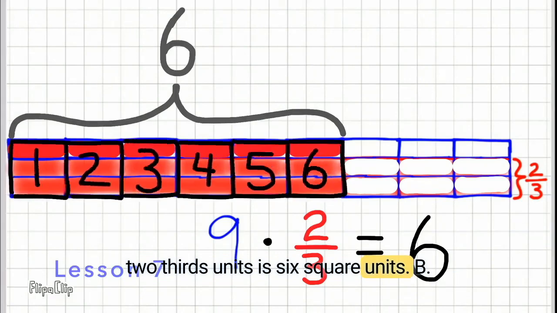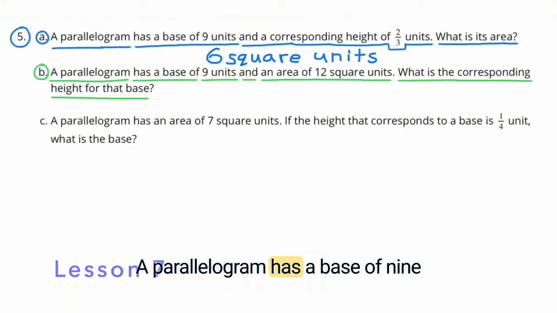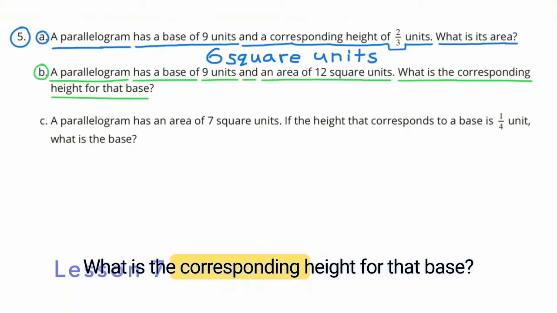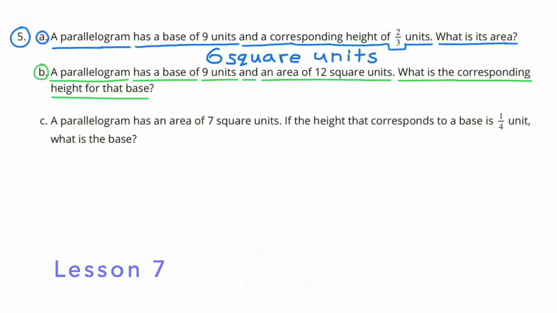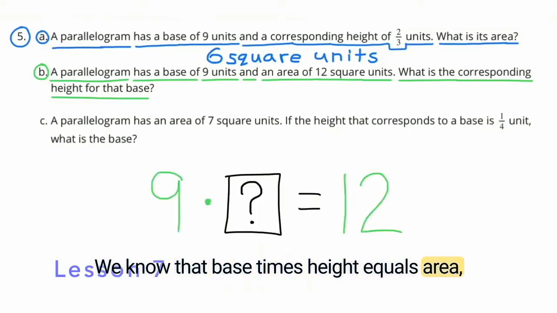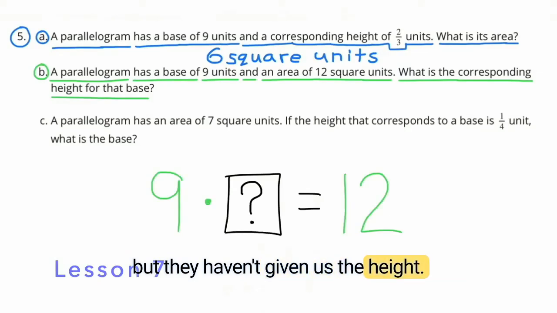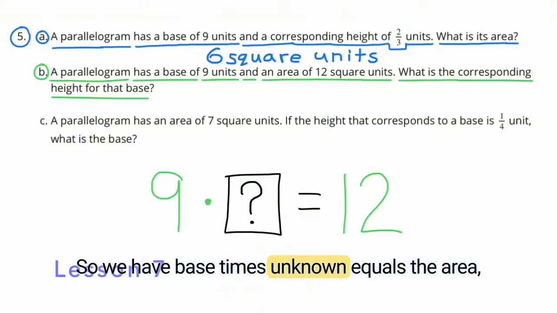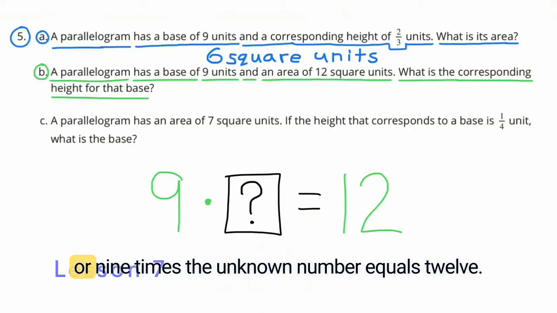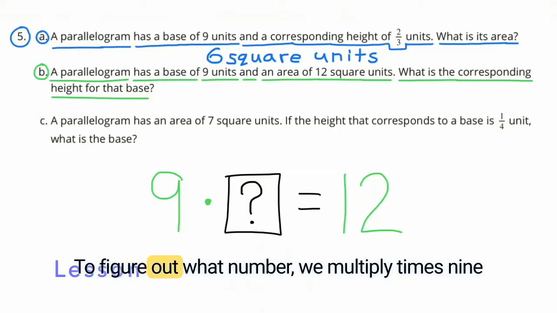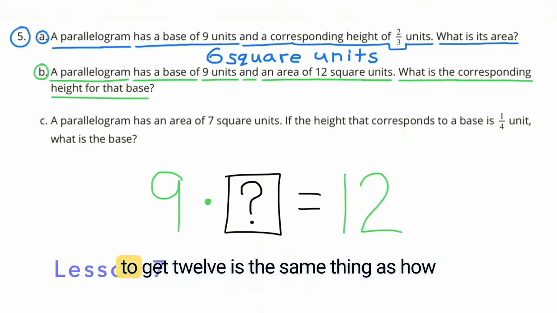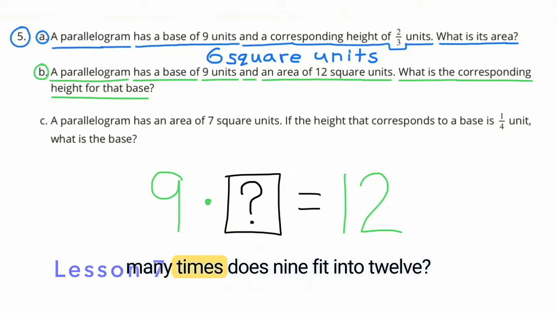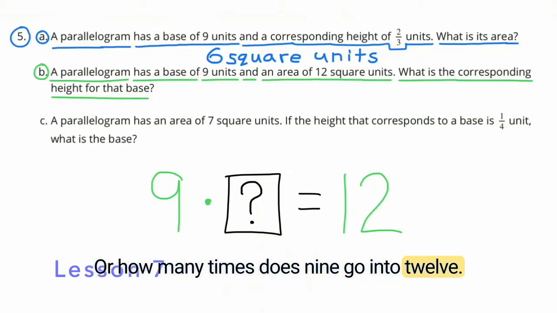B. A parallelogram has a base of 9 units and an area of 12 units. What is the corresponding height for that base? We know that base times height equals area, but they haven't given us the height. So we have base times unknown equals the area, or 9 times the unknown number equals 12. To figure out what number we multiply times 9 to get 12 is the same thing as how many times does 9 fit into 12, or how many times does 9 go into 12.